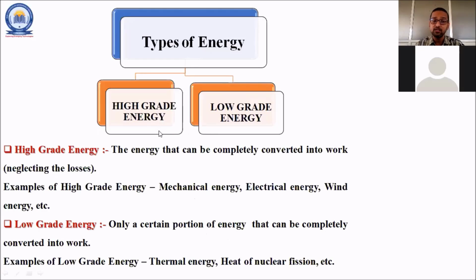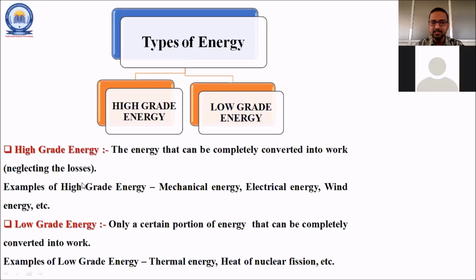The energy is further divided into two types, that is the high grade energy and the low grade energy. High grade energy is that type of energy which is completely converted into work. Now friends, considering the engineering perspective, we cannot have the total conversion. Always there will be losses coming into the picture. But when we are considering the high grade energy, this is an important point to be considered. In the high grade energy, we are neglecting the losses.